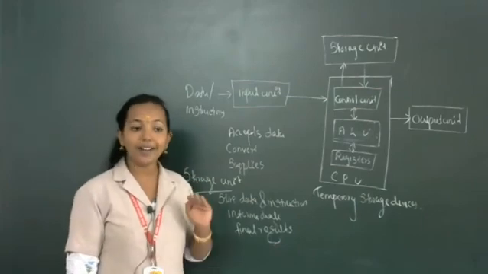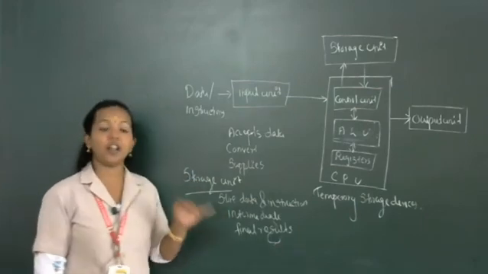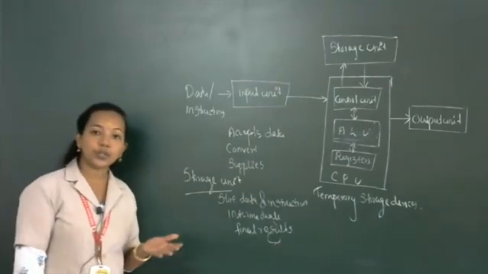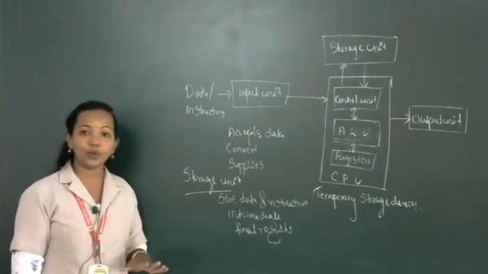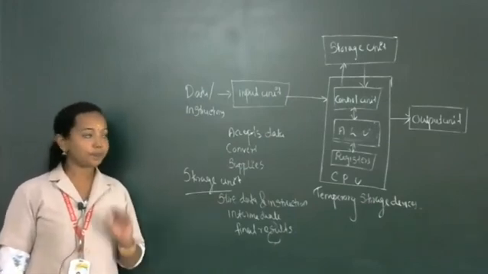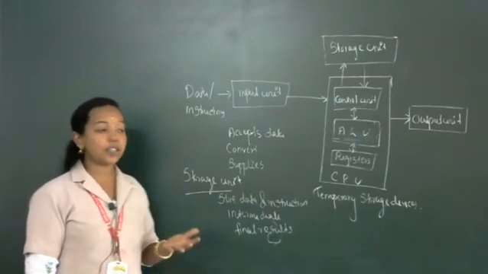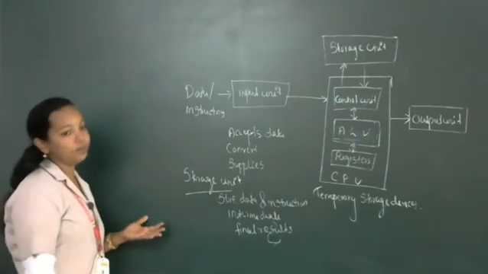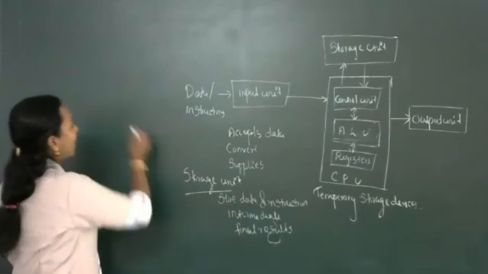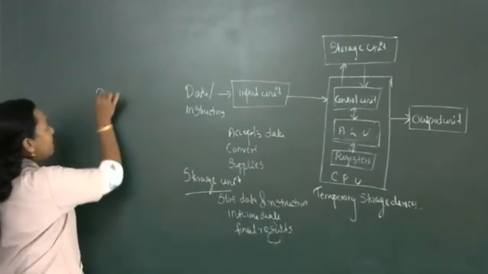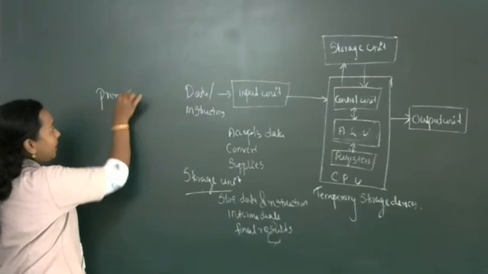It will store data and instruction. After that, it can also store intermediate results and final results. Then the storage memory, or memory unit, can be classified into two methods of classification. First is primary memory.